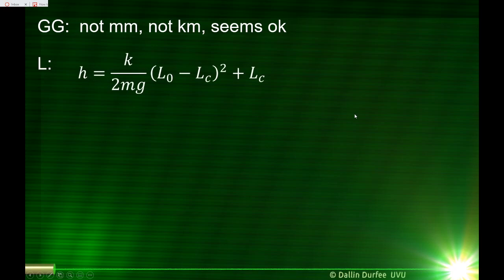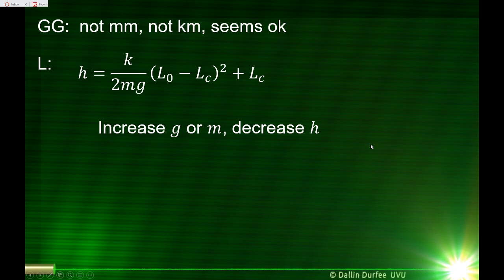Gauge and guesstimate, well, it's a few centimeters. It's not millimeters, it's not kilometers, so probably seems reasonable. There's no reason for me to suspect that I did something wrong just based on the answer that I got. Let's look at limits, trends, and known cases. So here's my equation, and if I increase g or m, that should decrease h, right? The spring's only doing so much work on this thing, and it's trying to overcome gravity and mass. So is that what my equation says? Yes, if I increase m or g, the height goes down.